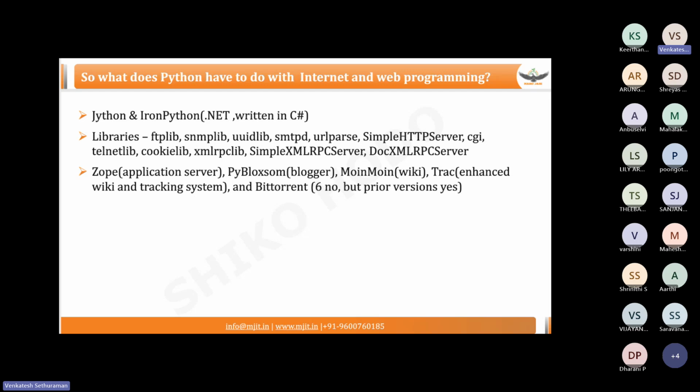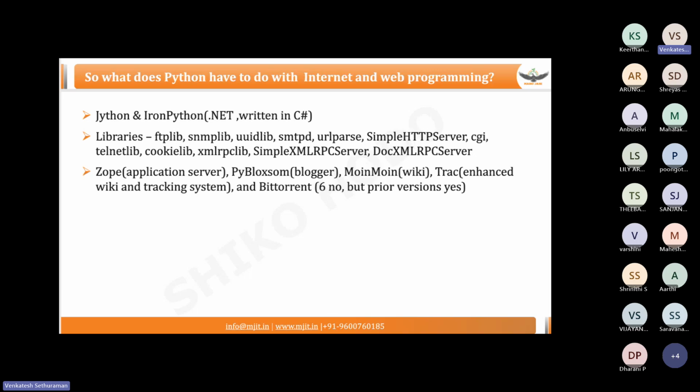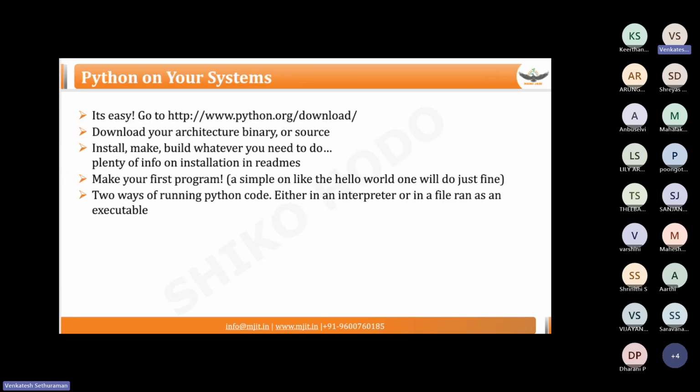VPython is there for mechanical engineers to create 3D objects. That is called VPython, visual Python. That Python is used for creating 3D objects. So like that, there are so many Python flavors.